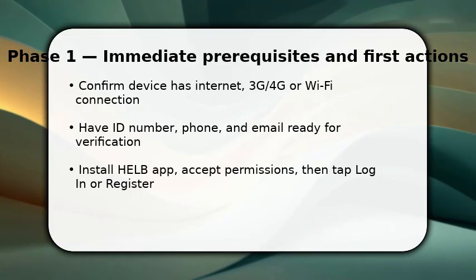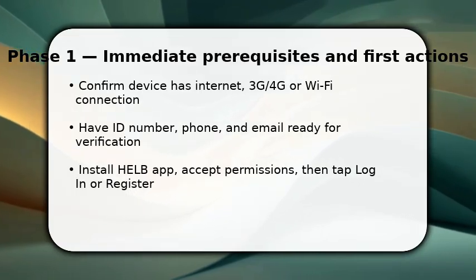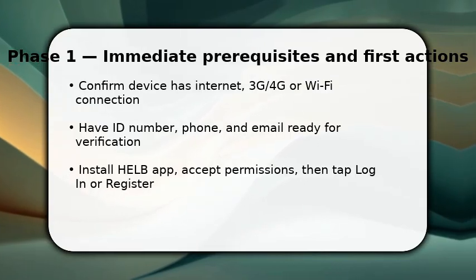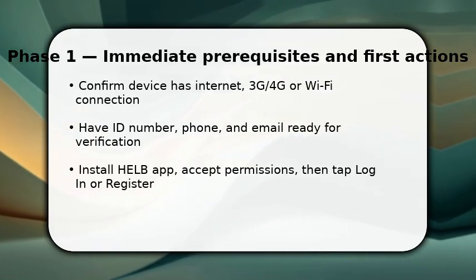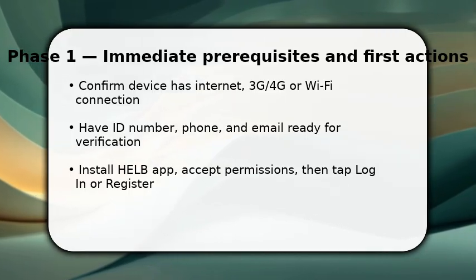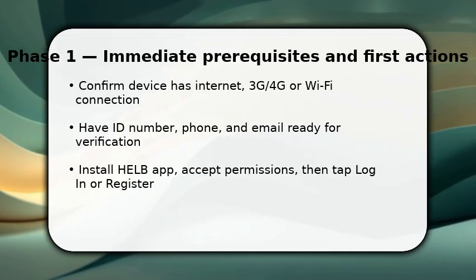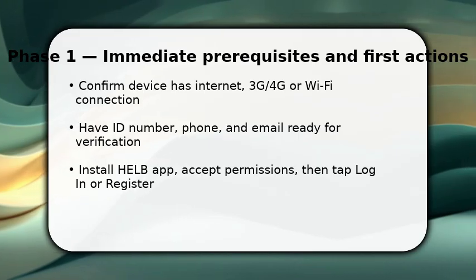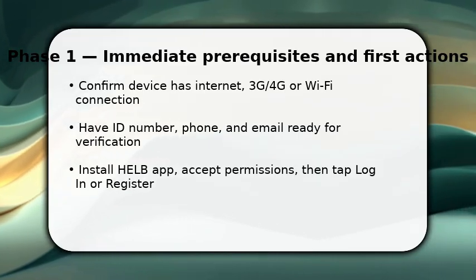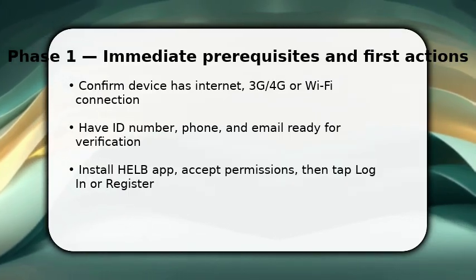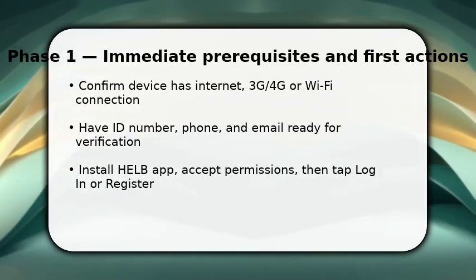You begin by verifying essentials: internet, ID, and your phone. Open the Helb app and choose Register if new, or log in if you already have credentials. Enter your ID number, phone, and valid email, then complete SMS verification. Once done, set a secure password and enable biometrics if available to speed future access. This step ensures your account links to official records and prevents delays later when applying or checking balances.